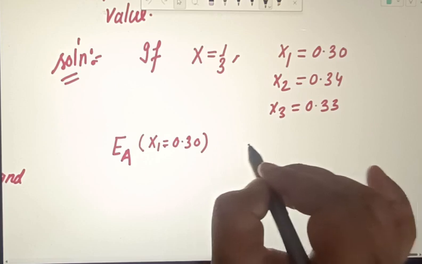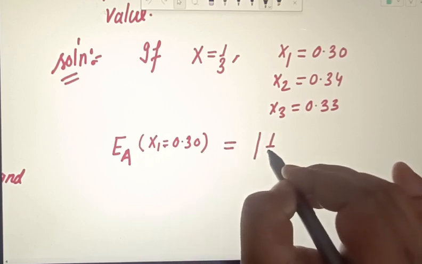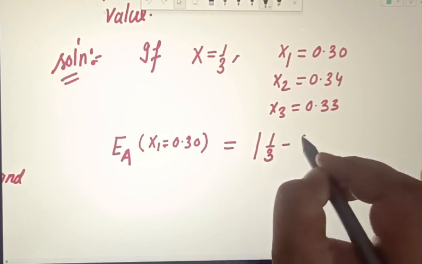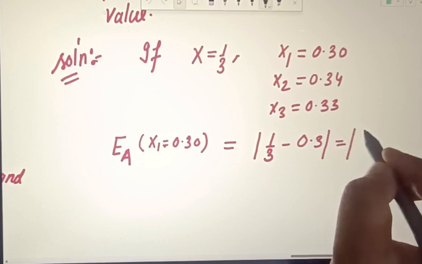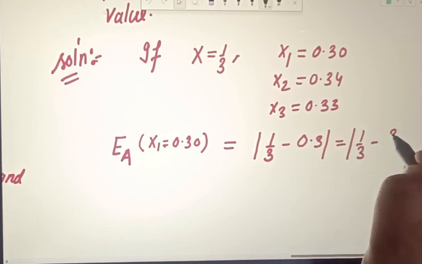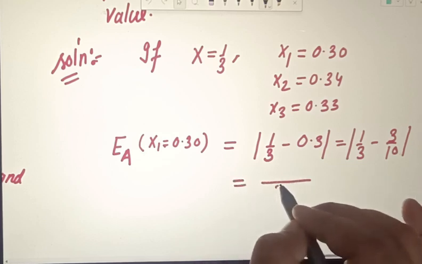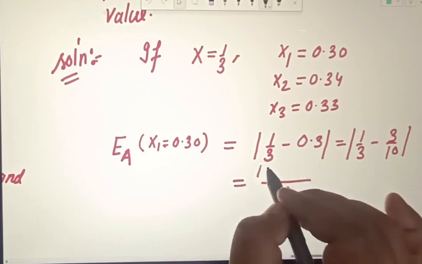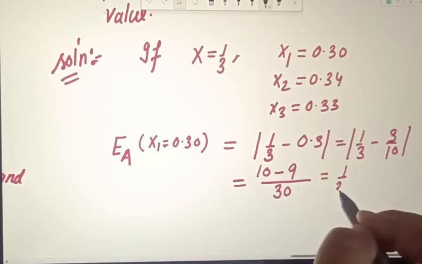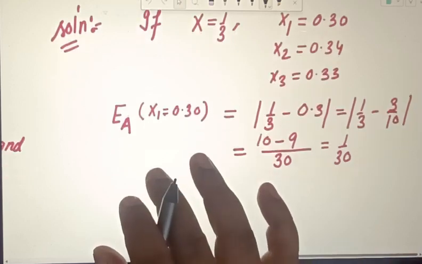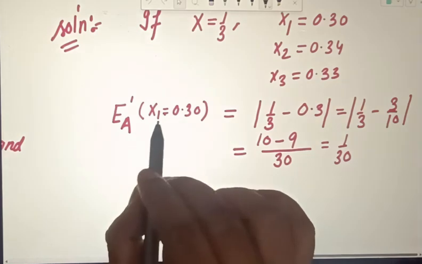So it is very simple to calculate. Simply in the modulus you write x minus x1, that is 1 by 3 minus 0.3. So what about this computation? It will be 1 by 3 minus 3 by 10. You can take LCM 30 and write 10 minus 9, so you will get 1 by 30. So it is your absolute error, 1 by 30, due to 0.30.